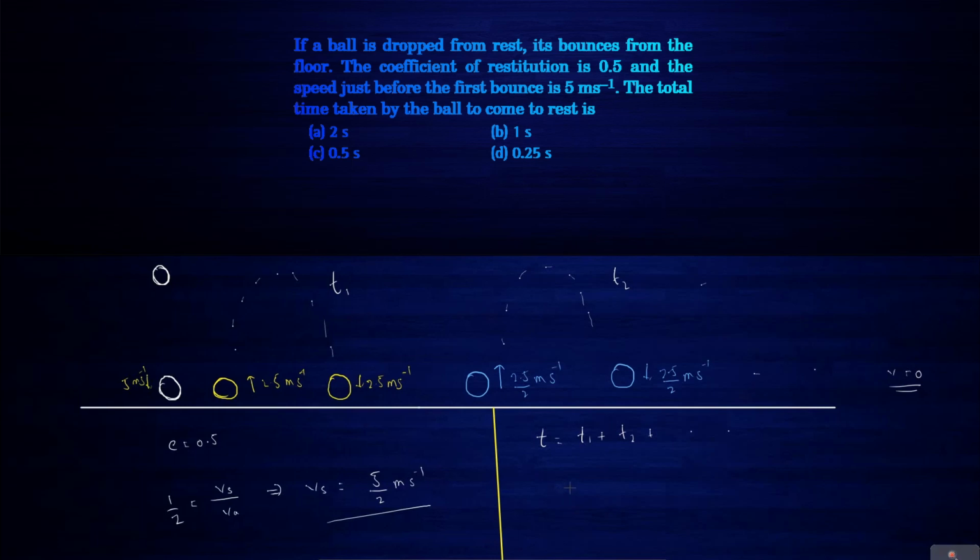Initial velocity is 2.5 meters per second, let's say this is plus, and acceleration is minus 10. The equation is v equals u plus at, where the final velocity is minus 2.5 meters per second. From this we will get T1 equals 5 by 10, which is equal to 0.5.